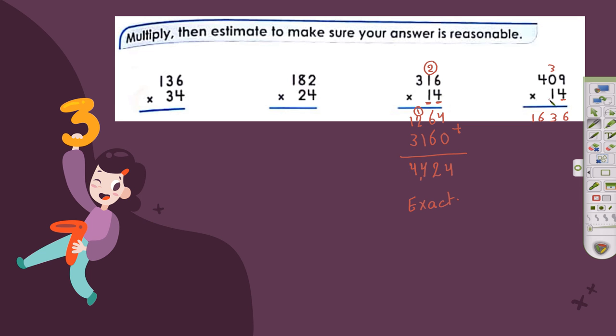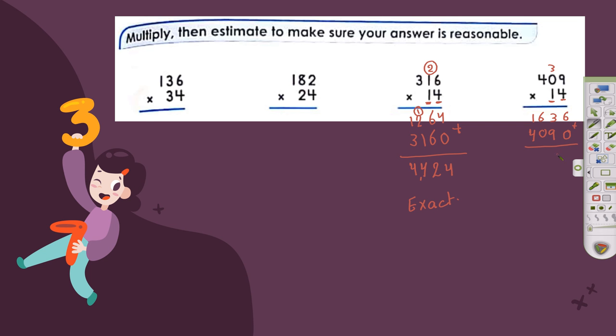Great. Now we multiply the tens, which is 1. But before we multiply the tens, we put 0 in a second line. Now 1 times 9 equals 9. 1 times 0 equals 0. 1 times 4 equals 4. Now I add these lines together.